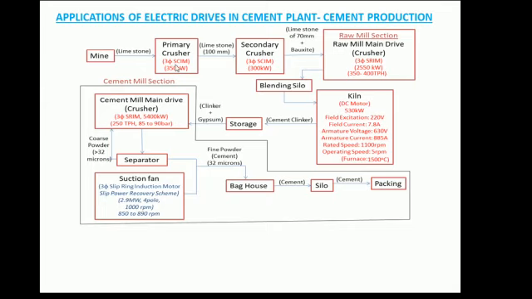See here, we have used a 3-phase squirrel cage induction motor as a primary crusher, and here a 3-phase squirrel cage induction motor with a power rating of 300 kilowatts is used as a secondary crusher, and here a 3-phase slip ring induction motor is used, and in the cement mill main drive you have used a 3-phase slip ring induction motor, and in the kiln you have used a DC motor drive, and in the suction fan we have used a 3-phase slip ring induction motor with the slip power recovery scheme.